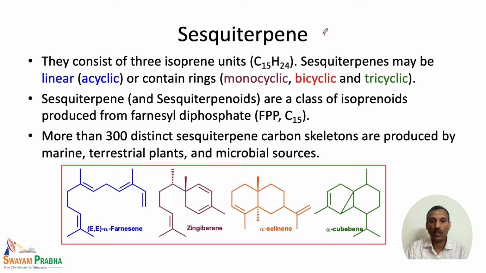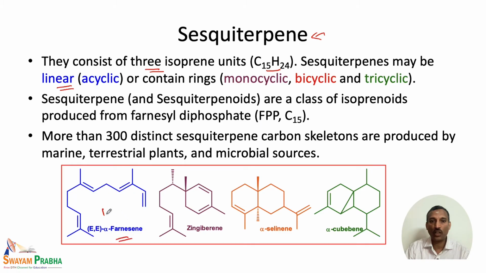The next class is the sesquiterpenes. These sesquiterpenes basically consist of 3 isoprene units and have a general molecular formula C15H24. And again, similar to the monoterpenes, the sesquiterpenes may also have different structures. For example, they may be a linear system as shown here. Farnesene is an example of this linear system.